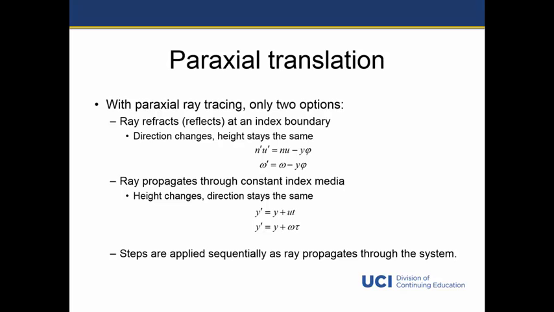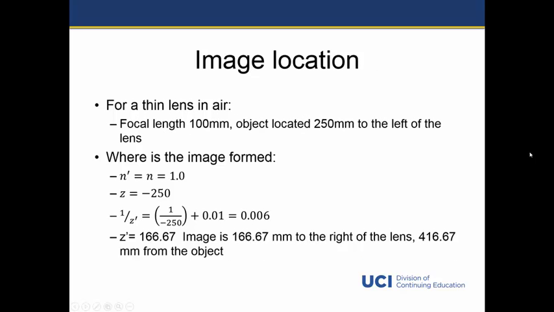Now let's go back to a thin lens in air, and I'm going to just do a simple calculation, and I'm going to talk through this. Obviously, I'm not going to ask you to solve it right now, but if I had a thin lens in air, index of refraction of air is 1. The lens has a focal length of 100 millimeters, and I've got an object that's 250 millimeters to the left of the lens. So I want to know, where is my image formed?